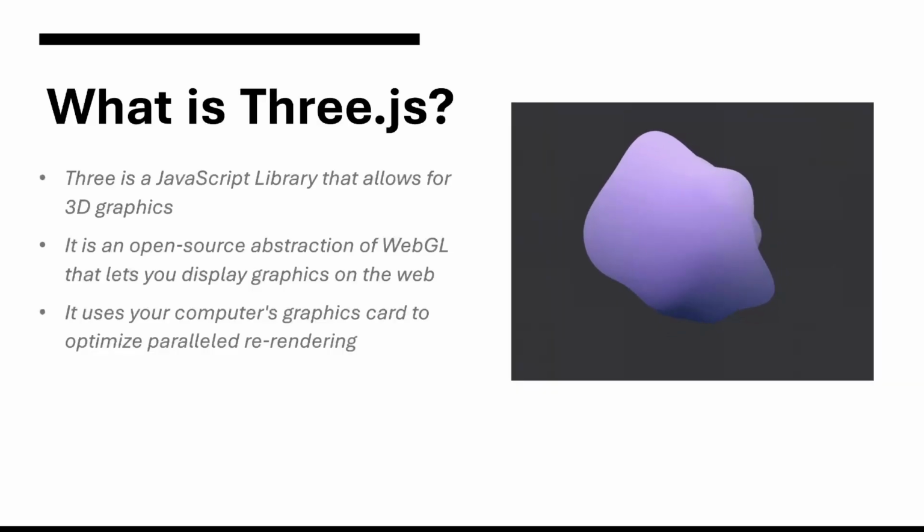So what exactly is Three.js? Well, Three.js is a JavaScript library that allows for 3D graphics rendering, and it's open source and uses WebGL as its engine, and it lets you display graphics on the web. So this GIF on the right was actually modeled using Blender, but the cool thing about Three.js is you can import your Blender models and animations and use them on your website. Three.js uses your computer's graphics card to optimize parallel re-rendering and not just use your computer's processor for all rendering.